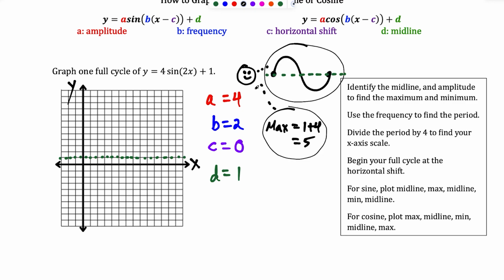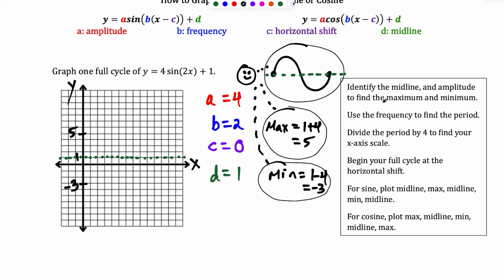And then for the minimum value, it's going to be the midline 1 and then minus the amplitude. So 1 minus 4 is negative 3. And we could even see, if we plot these values or just mark them on the y-axis, we have a midline at 1. And then if I go up 4 units, so I'm going up 2, 3, 4, 5, this is going to be the maximum. And if I go down 4 units, so I'm going down 1, 2, 3, 4, then I'm going to be at negative 3, which is going to be the minimum value of my sine curve.